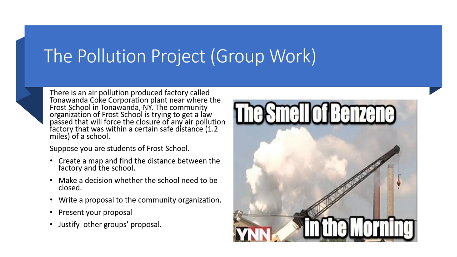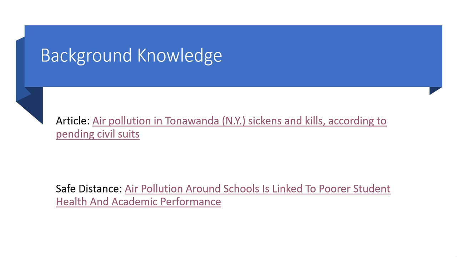Now I will explain each step of the project. First, I will provide students with background knowledge of air pollution. I will print out the first article and deliver it to every student. In this article, the author reported that a factory which produced severe air pollution has been shut down. It gives students a general idea of what air pollution is and how harmful it is to people around the factory.